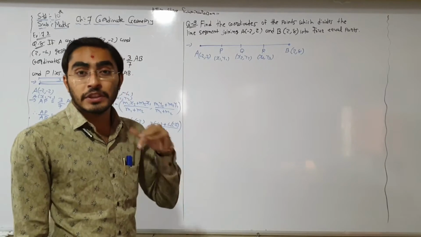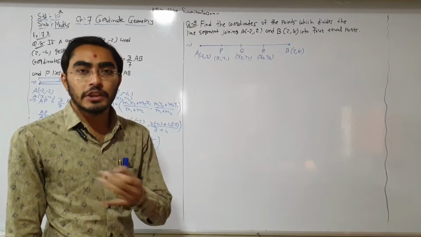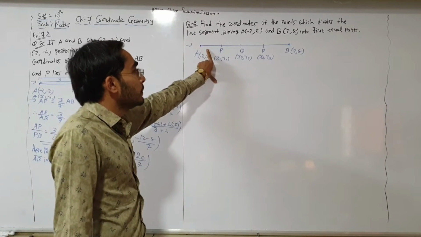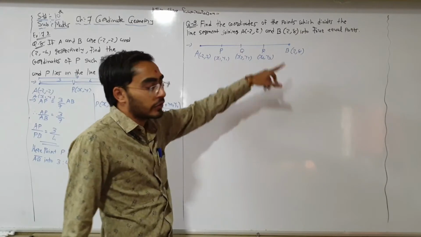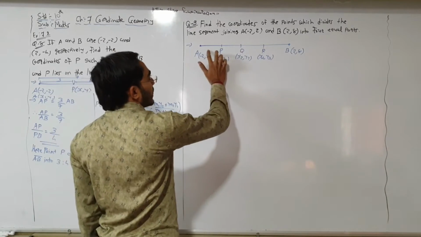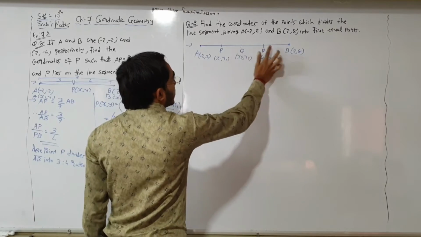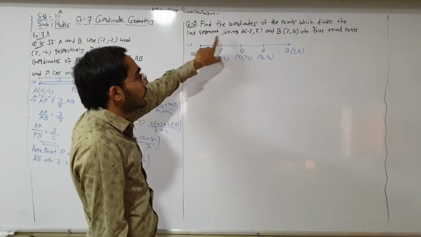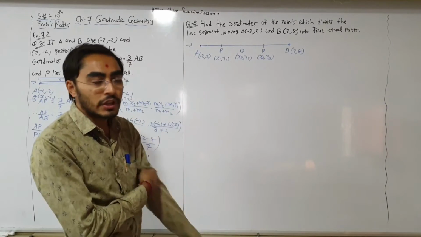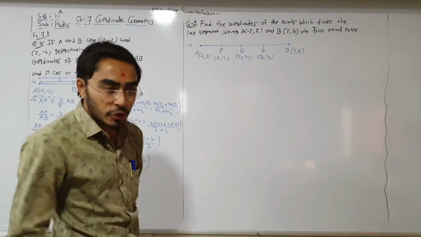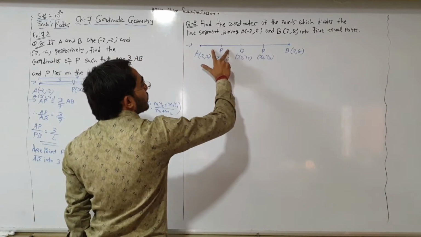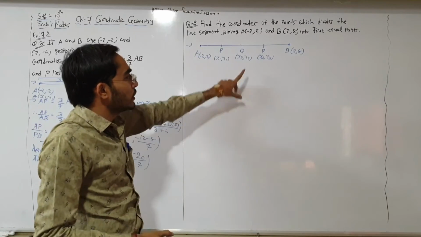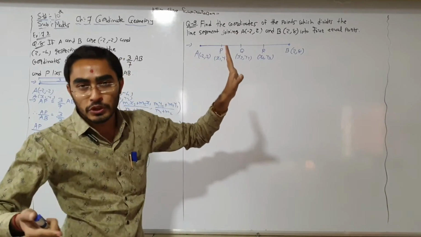Here we can start with any point. If we want to find P, then before P we have 1 part and after P we have 3 parts. That means P divides the line segment AB in the ratio 1:3. If we talk about Q, then before Q we have 2 parts and after Q we have 2 parts. That means Q divides the line segment AB in the ratio 2:2.